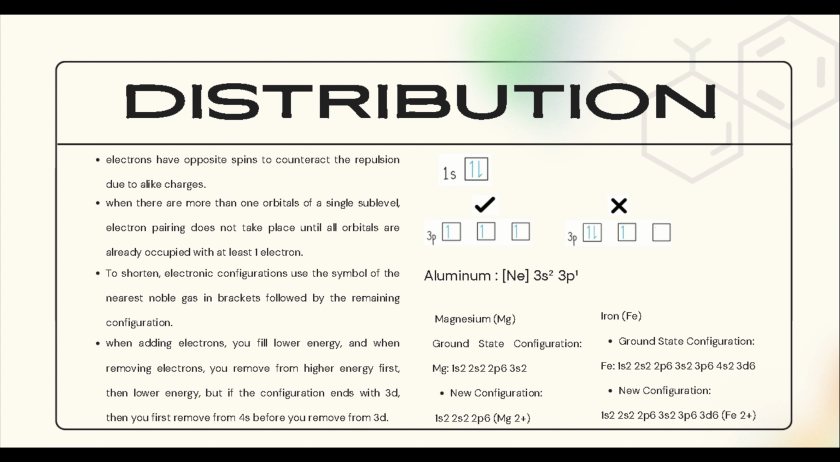But for iron, the ground state is 1s2, 2s2, 2p6, 3s2, 3p6, 4s2, and 3d6. As you can see, it's ending in 3d, and if we have to remove 2 electrons, we're going to remove from 4s2, not 3d6. So the new configuration would be 1s2, 2s2, 2p6, 3s2, 3p6, 3d6.